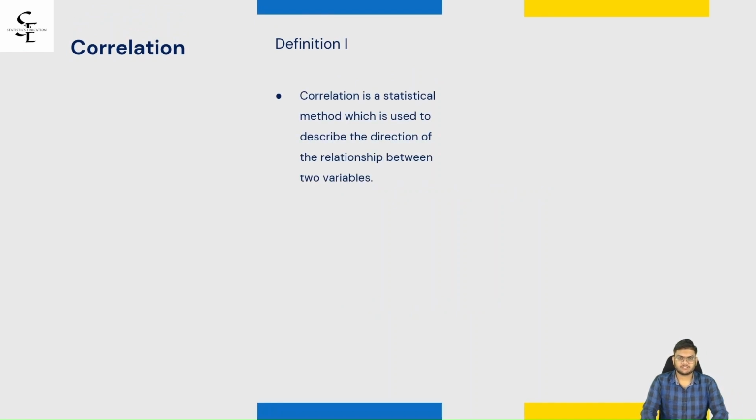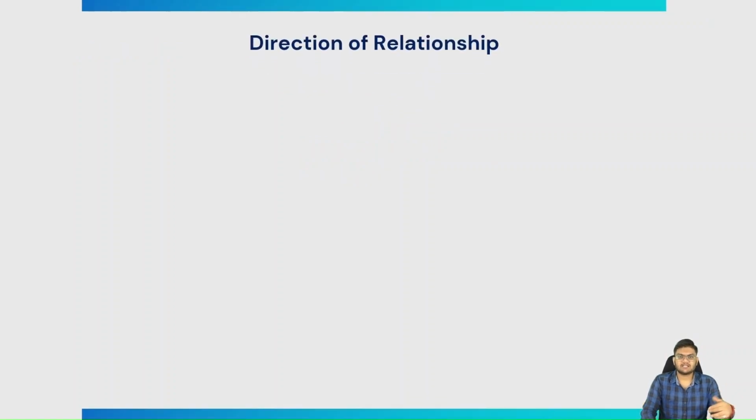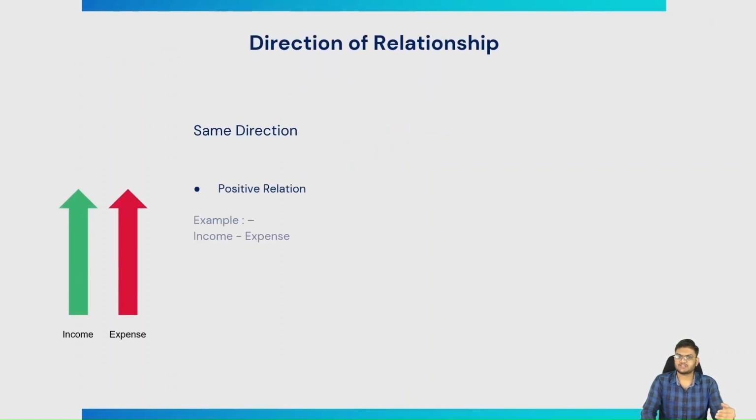According to the first definition, correlation is a statistical method which is used to describe the direction of the relationship between two variables. Now let's understand this further by learning about the direction of relationship. If the two variables are moving in the same direction, then there is a positive relationship between two variables. For example, income and expense. If your income is increasing, then you are likely to spend more money, while if your income is decreasing, then your budget will be limited and you will spend less money.